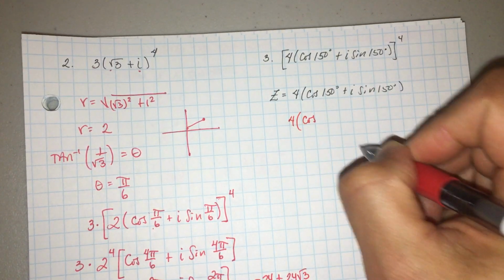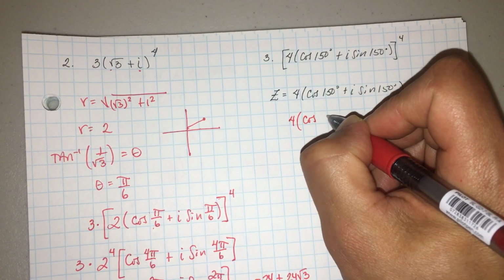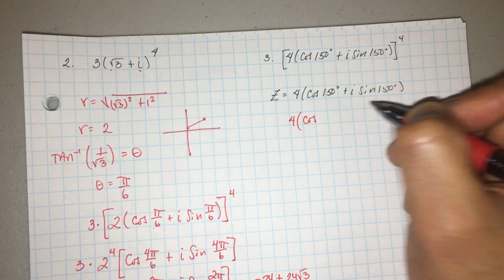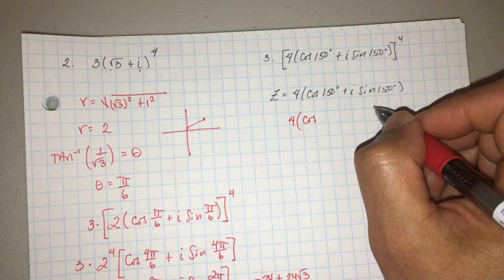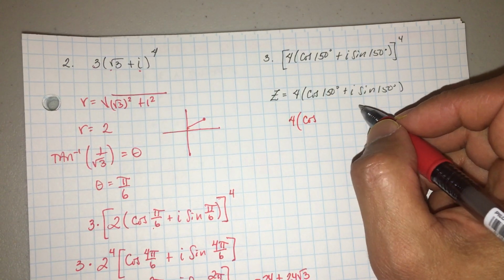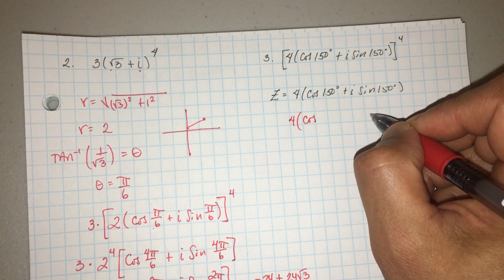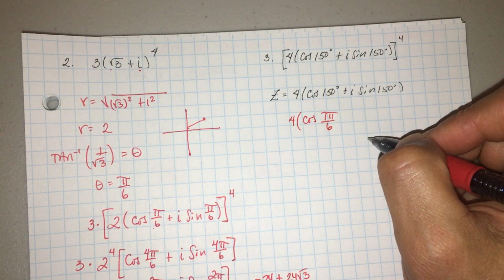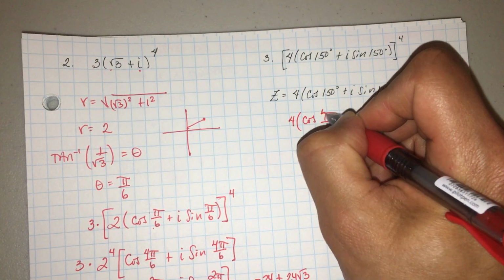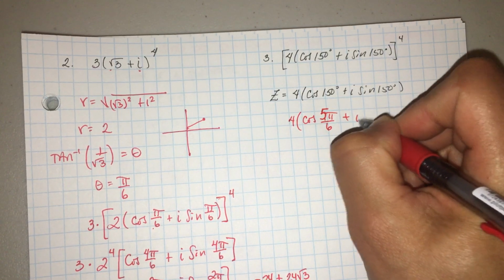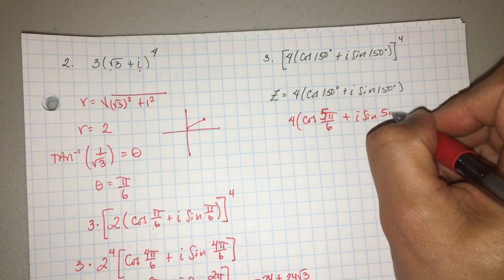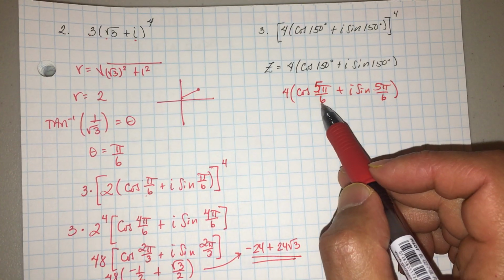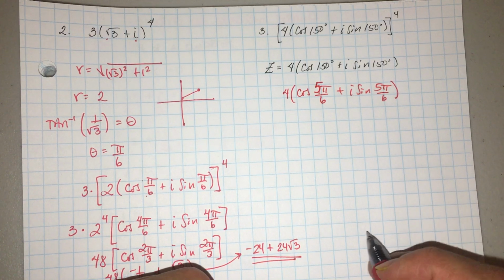So cosine of 150 degrees, that is the same thing as, what is that? 150 degrees. Well, 7 pi over 6, 7 pi over 6. Nope, 5 pi over 6. There we go. Plus I sine of 5 pi over 6. All right. And the way I do it sometimes, well, I know pi over 6 is 30 degrees. 30 times 5, that's 150.